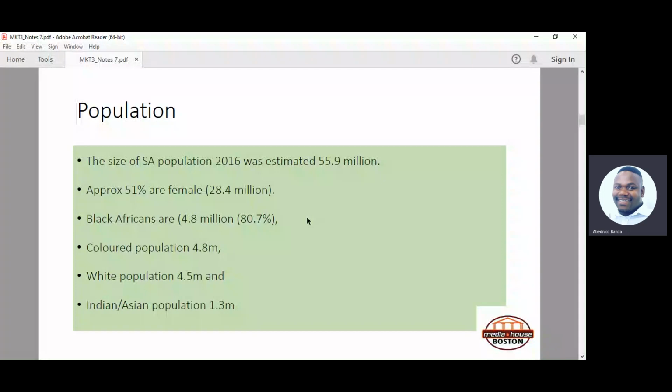It is vital for marketers to know the population patterns of a given area so that you can measure how effective your marketing communication is. How many people are you reaching? And what is the composition of your target audience?